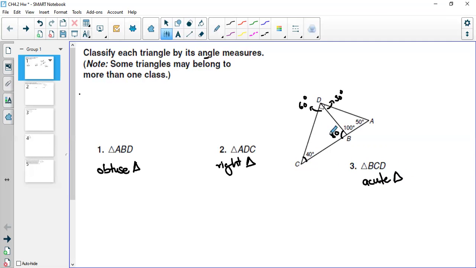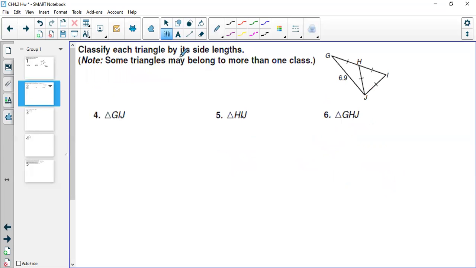There are many ways to find it. In fact, you can even add 80 plus 40 and then subtract from 180, because all three angles should make up 180. However you do it, this angle is going to be 60 degrees. So that makes it an acute triangle. Okay, let's move to the next question.